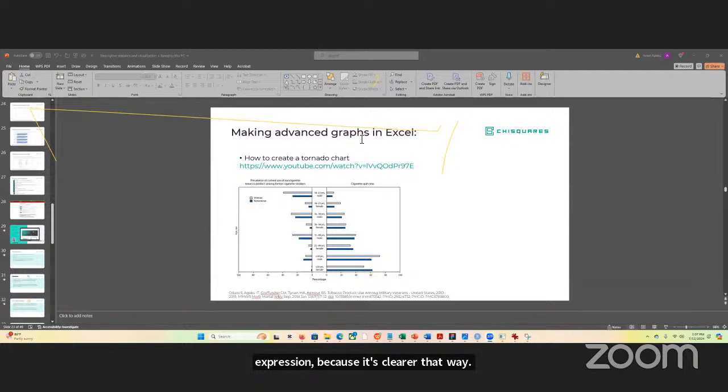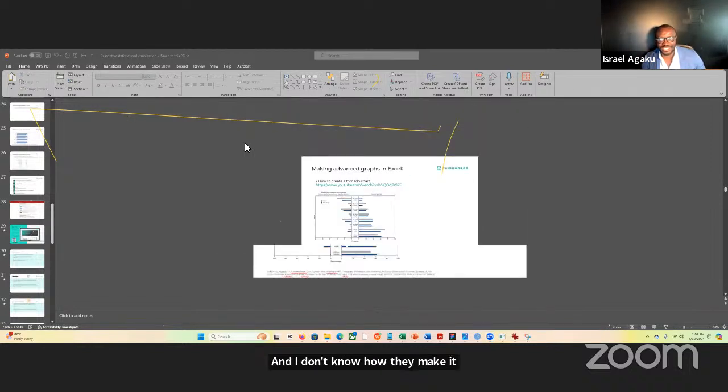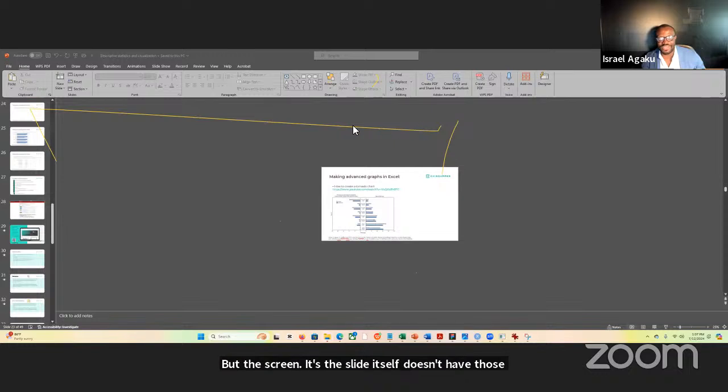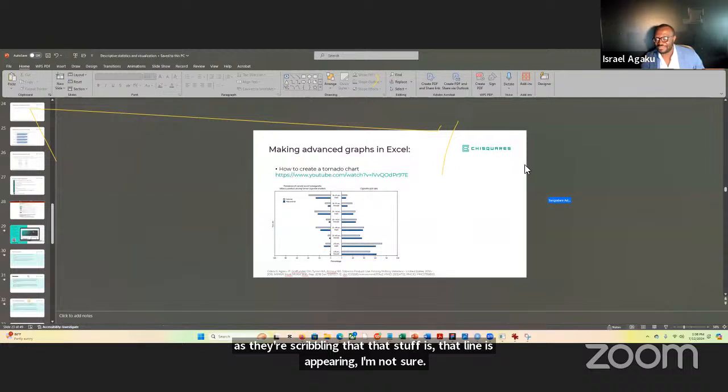Can Prof. Agaku kindly reshare the screen such that the yellow screen writings go away? They kind of distract. Yeah, I don't know what happens. I actually don't know the mechanism through which that happens because I think it's somebody else who is making those lines. And I don't know how they make it. But the slide itself doesn't have those things, you see? So I think somebody is taking notes, and as they're scribbling, that line is appearing. I'm not sure how, but I've seen it many times on AHA. You see?